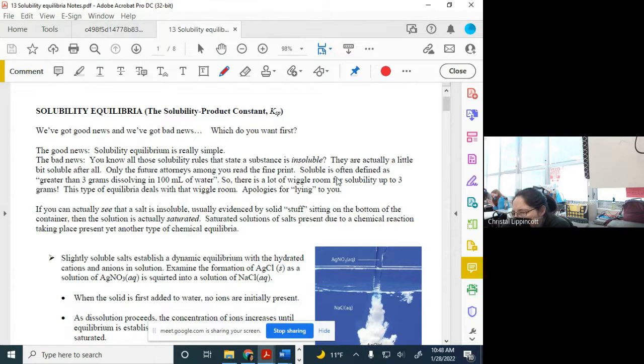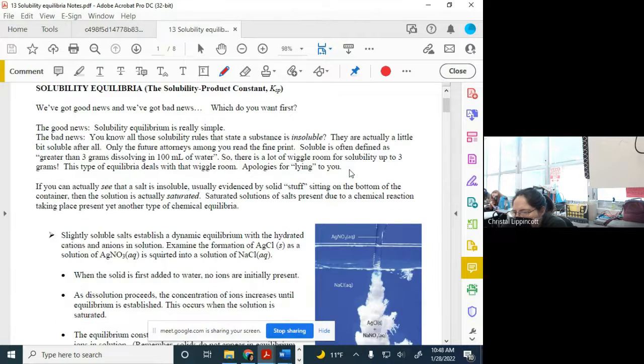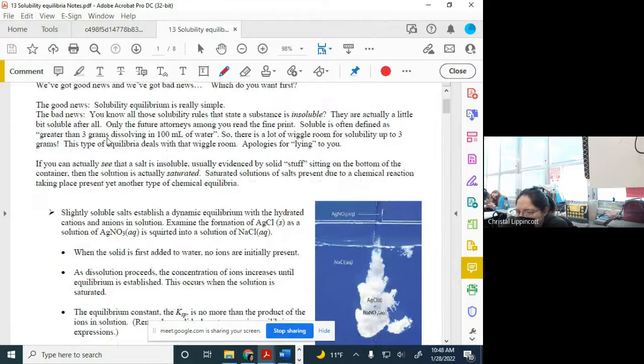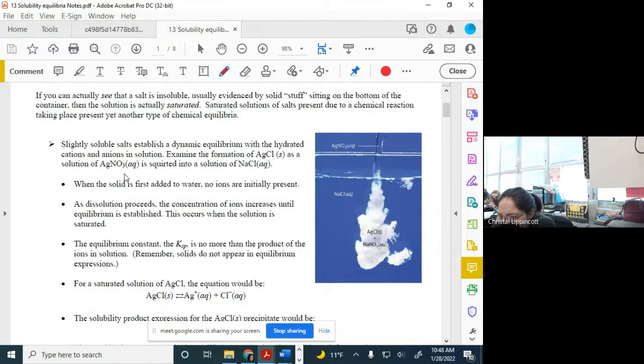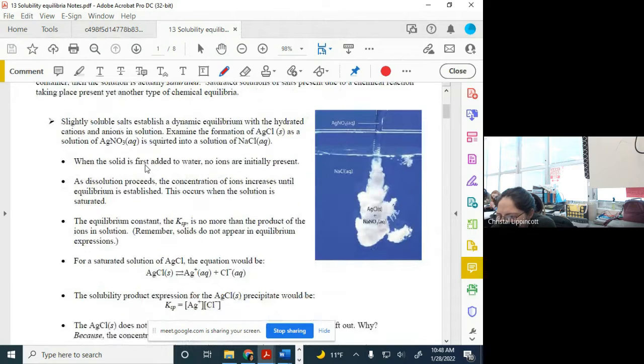When we called something soluble back in the day, we defined that as greater than 3 grams being able to dissolve in 100 milliliters of water. But there's stuff that's insoluble where you would have 0.5 gram or a 1/4 gram or 1 gram, and all of those would be considered insoluble. So there are certain ones that are a little bit more insoluble than others. And that's what our Ksp value tells us, how much of that material is soluble.